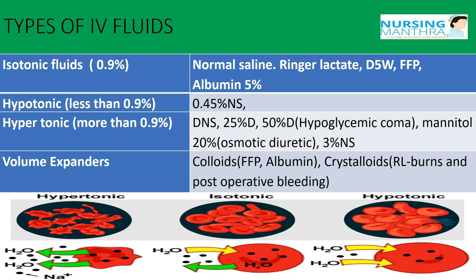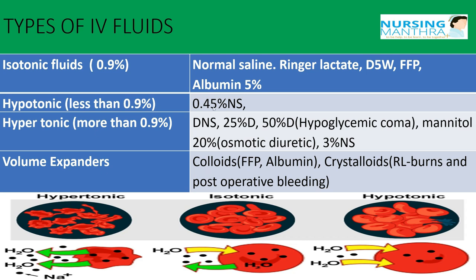Isotonic fluid contains 0.9% saline. Okay, 0.9%. Iso, same like that. So examples for isotonic fluid are normal saline, ringer lactate, dextrose D5 in water, fresh frozen plasma, albumin 5%. These are isotonic fluids. So you can see here, isotonic means the water is taken in by the cell, and the same amount is excreted also, isotonic.